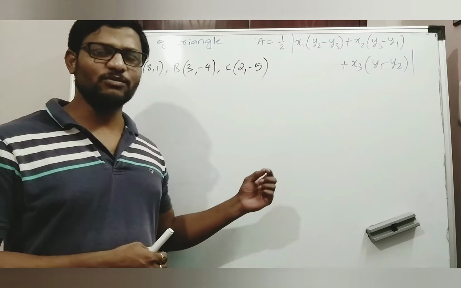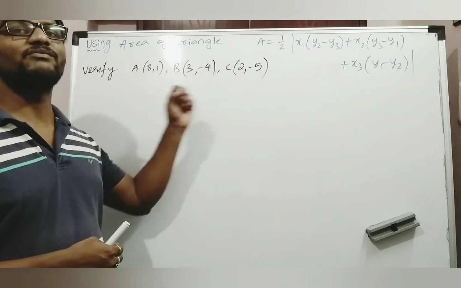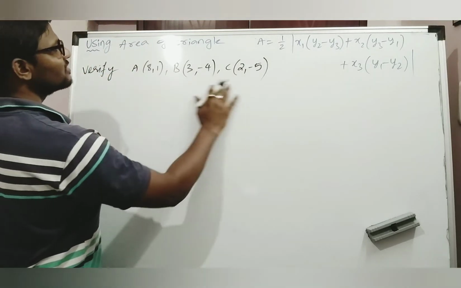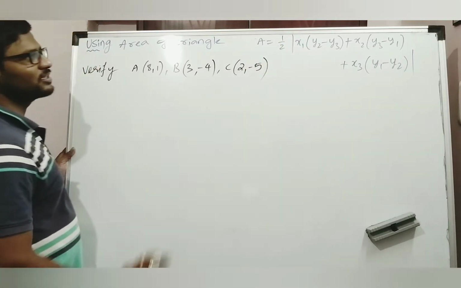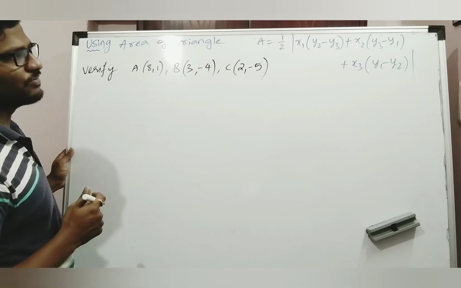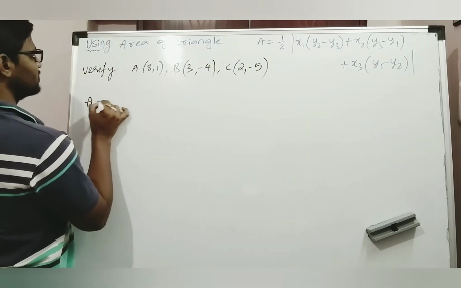If area is not equal to 0, these 3 points are non-collinear and will be vertices of a triangle. And what is the area of the triangle formed by these 3 points? Half of x1 into (y2 minus y3) plus x2 into (y3 minus y1) plus x3 into (y1 minus y2). See, this formula is very simple. You can remember it like this.